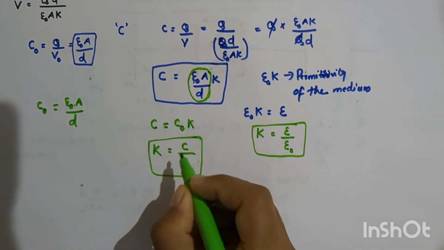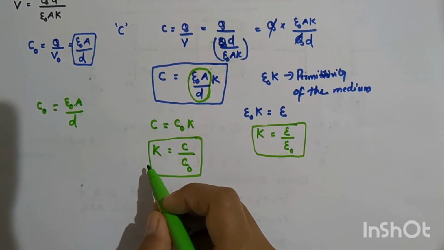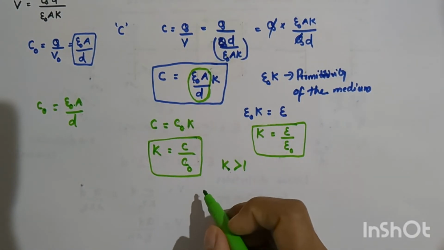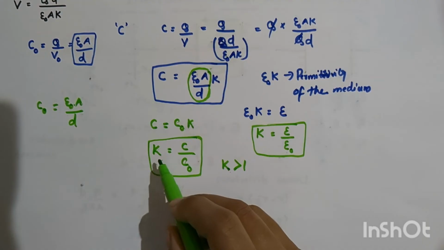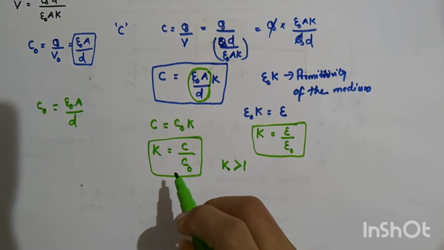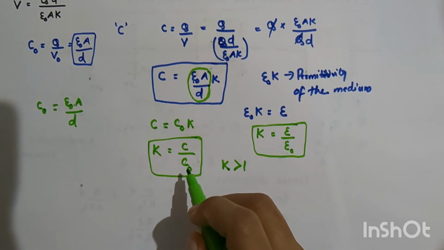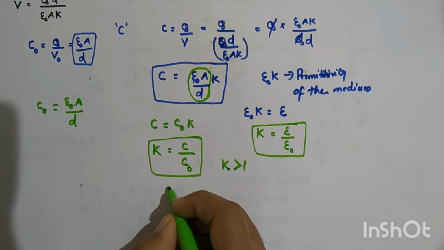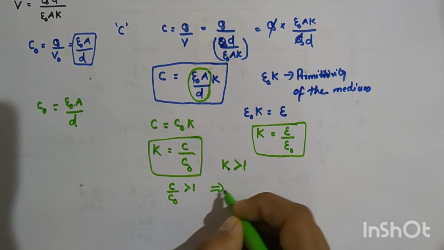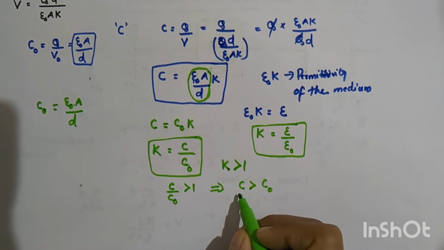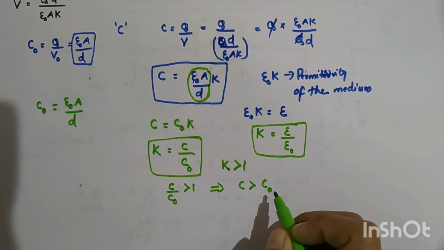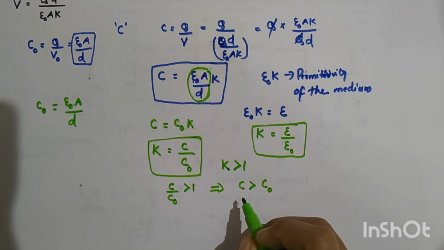See this K, which is the dimensionless constant called the dielectric constant. This dielectric constant K is a factor which is greater than 1. It is the factor by which the capacitance increases from its vacuum value when the dielectric is inserted between the two plates of the capacitor. K greater than 1 means C by C0 is greater than 1, that is C is greater than C0. That is, the new capacitance is greater than the earlier capacitance. So by inserting a dielectric, the capacitance increases, that is, more charge can be stored.